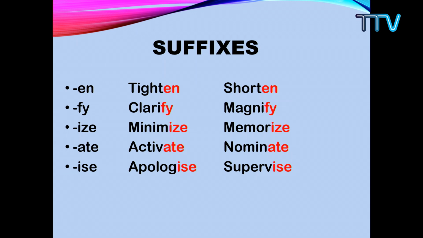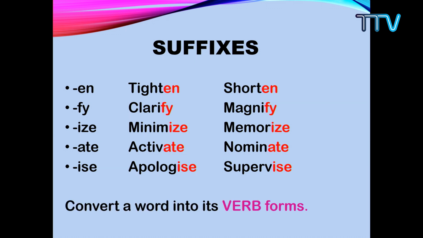So what do you notice here? Tighten, clarify, magnify, minimize. I guess you already got the answer, right? These are all verbs. They convert a word into its verb form. See, please tighten this. Shorten this, lengthen, shorten. Frighten, he's frightening me. Clarify. So all these are verbs.